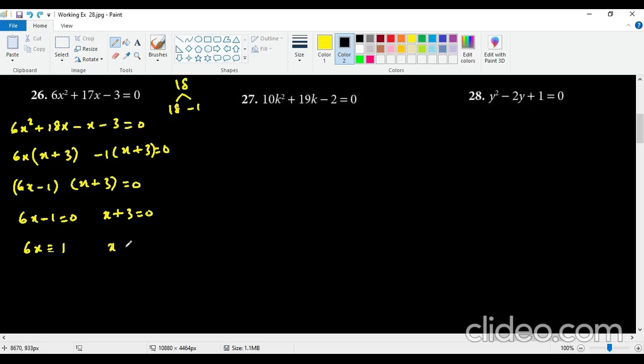Negative 3. So 6x equals 1. That means x is equal to 1 over 6, and x will be equal to negative 3. These are the two values. x is equal to negative 3.